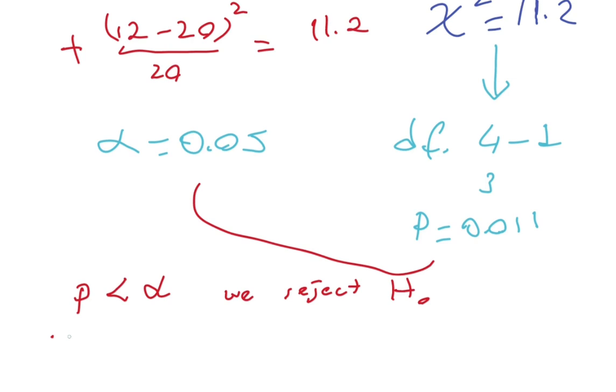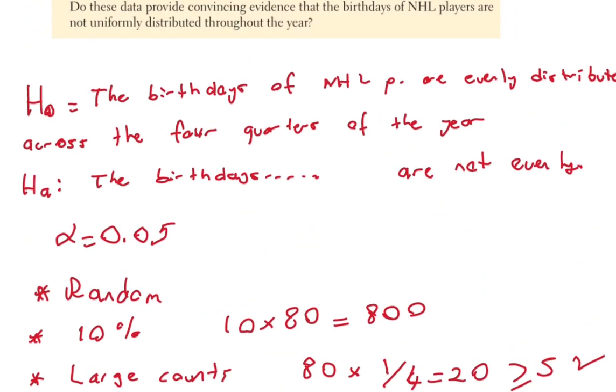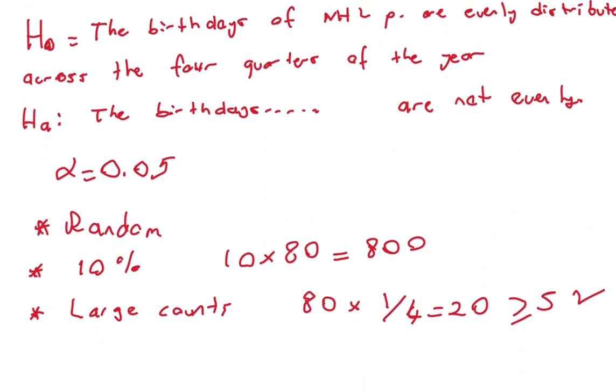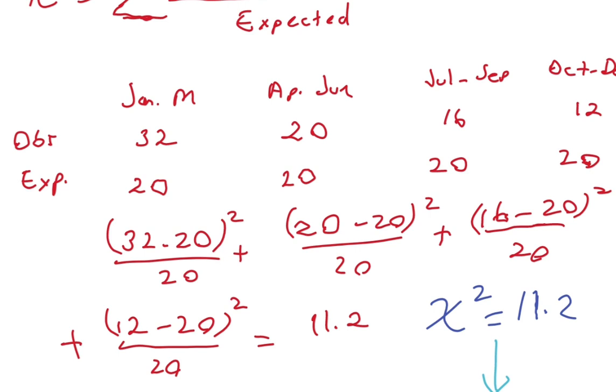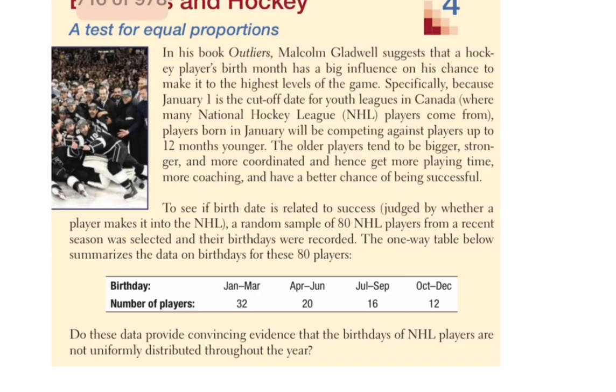What does that mean? We have convincing evidence that the birthdays of NHL players are not evenly distributed. So if you go back to the question we had here, the alternative hypothesis, the second one, was that the birthdays of NHL players are not evenly distributed. If you look at the data, actually we can have some type of idea. However, if we increase our sample size, things can change. That's why we are not 100% sure. We are 95% sure because our alpha is 0.05. As a result, we can say that birthday is related to success.